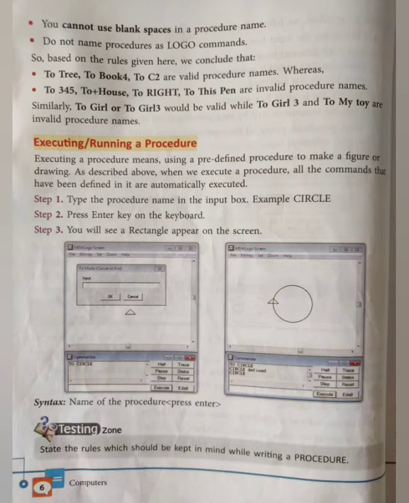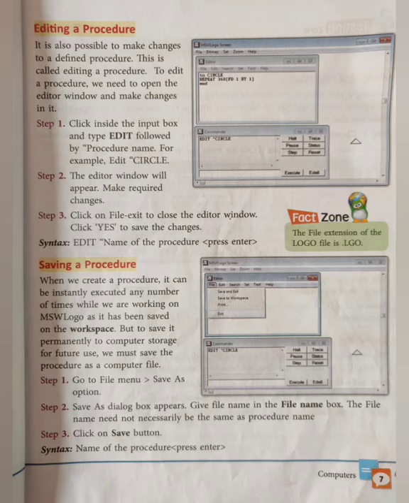Executing, or running, a procedure. There are 3 steps we can follow to execute or run a procedure. Step 1 is type the procedure name in the input box. Step 2 is press the enter key on the keyboard, and step 3 is we will see a rectangle appear on the screen. It may come in your test: how many steps can we follow to execute or run a procedure? Then you will write the answer: there are 3 steps.